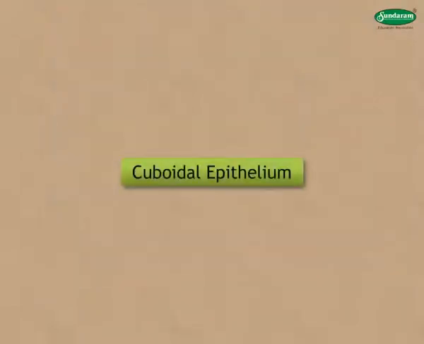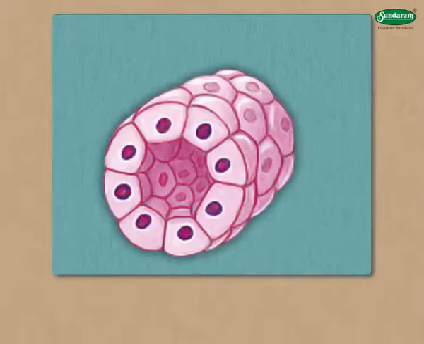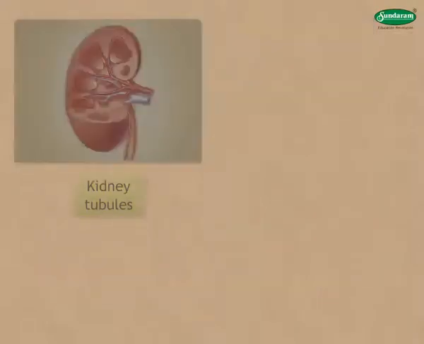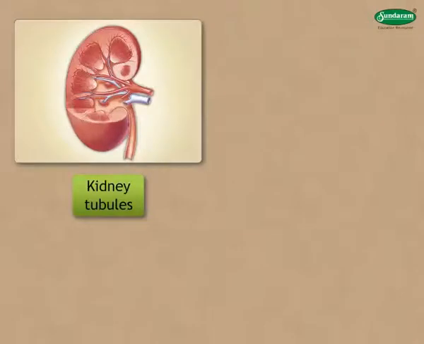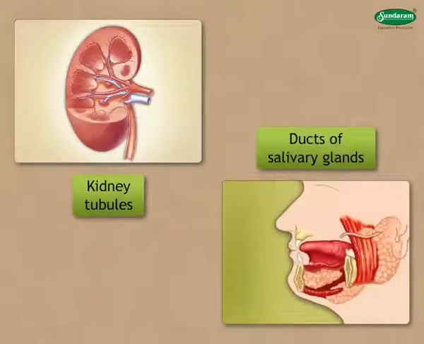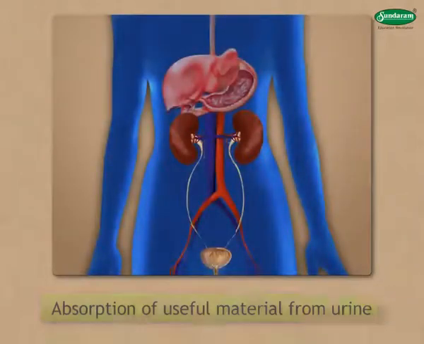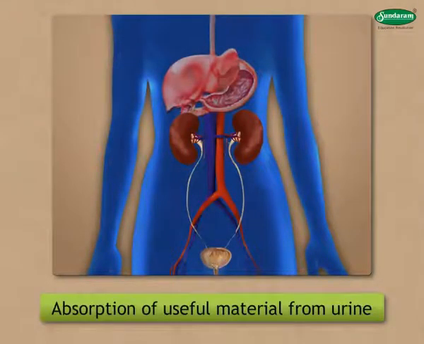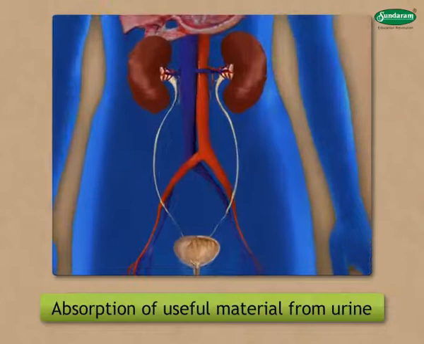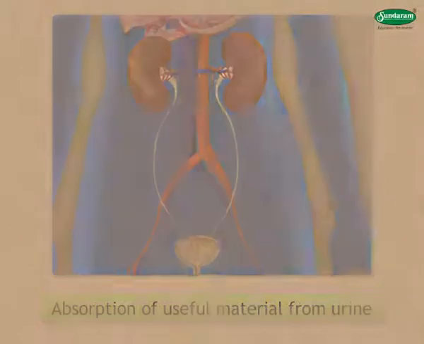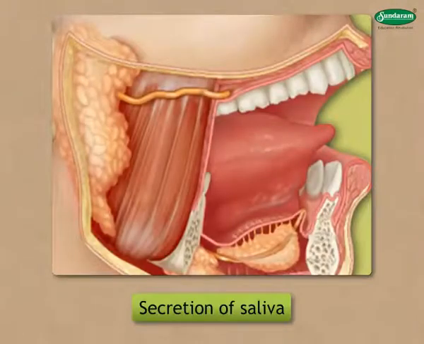5. Cuboidal epithelium. The cells are cube-shaped. Lining of kidney tubules and ducts of salivary glands have cuboidal epithelium. It helps in the absorption of useful material from urine before it is passed out. It helps in the secretion of saliva.